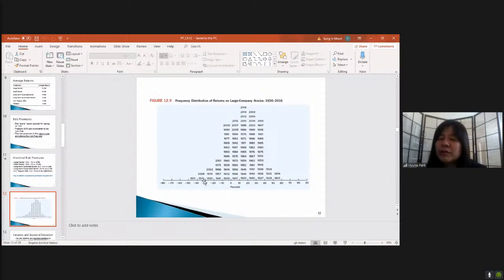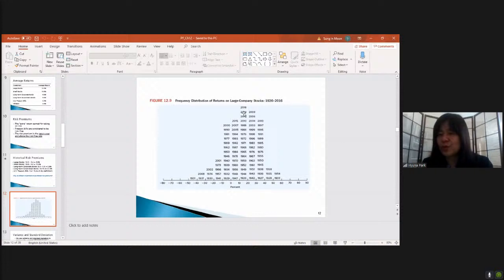But how about 2013? 2013 was a very good year for large stocks. The return was positive, above 30%. And there were many years the stock market performed that well. So, sorting out all those 90 annual returns from largest to smallest, and this is how frequently those returns happened.